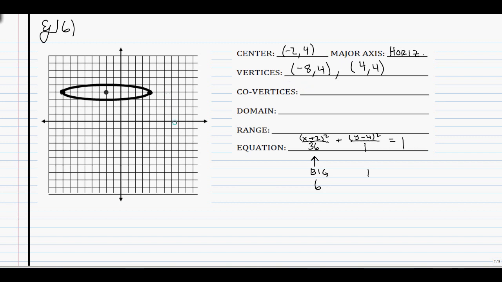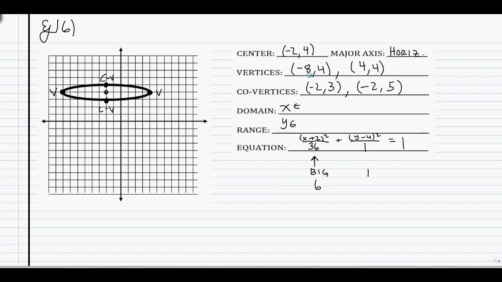And covertices, those are up and down. That's going to be this point and this point. This one looks like it's -2, 3. The other one looks like -2, 5. And so there we have the covertices. Once again, all we're doing is checking. We knew which one is the major and minor axis by looking at which one is longer, so we're able to label those. And lastly, for my domain and range, very quick to do.